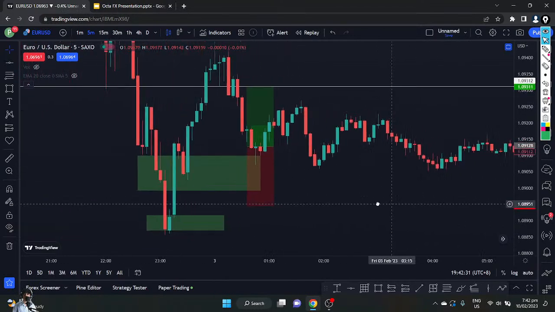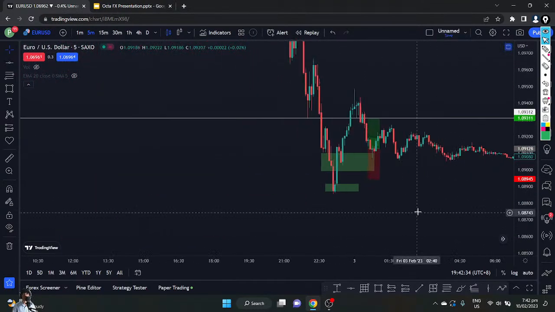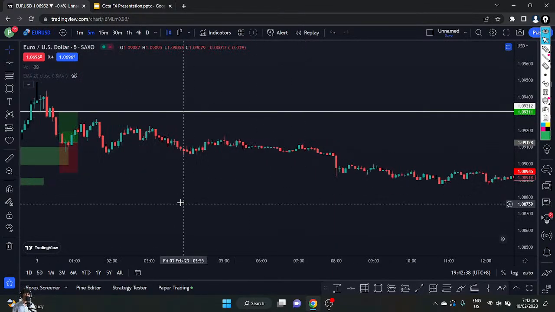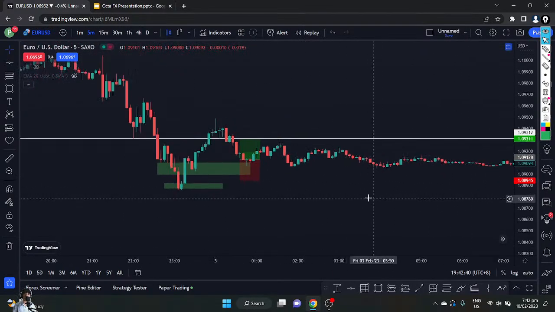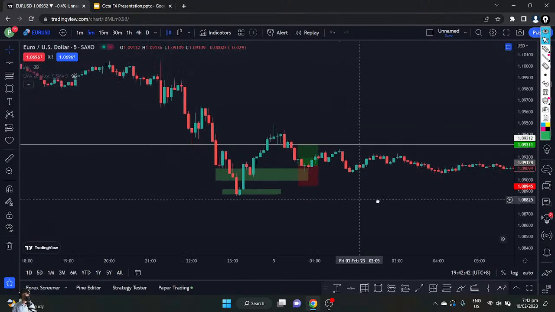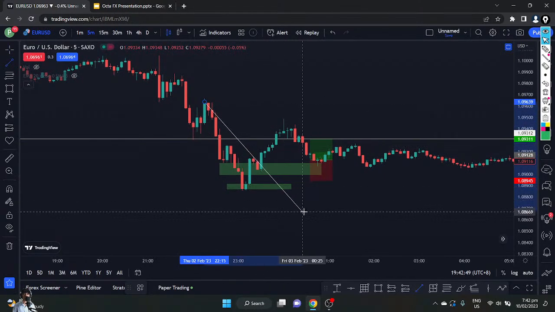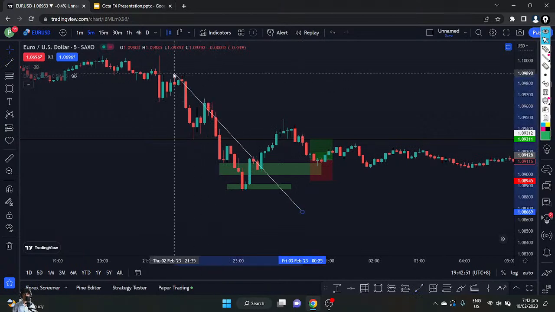Then, as we can see, unfortunately, the price didn't reach our target. So this is a classic example of a breakout and pullback trade. If you are a pullback trader, then you will start looking to buy once you saw that the price is breaking this trend line.